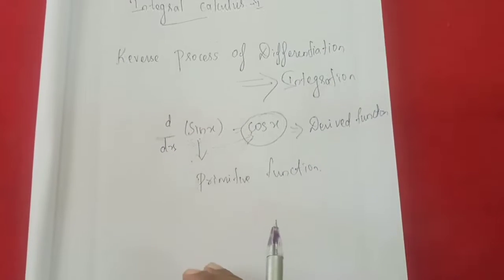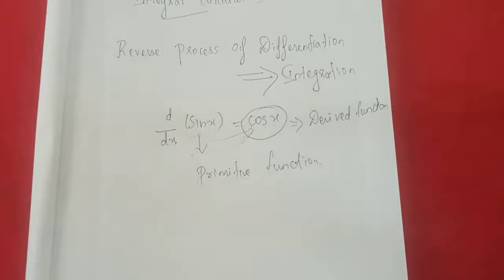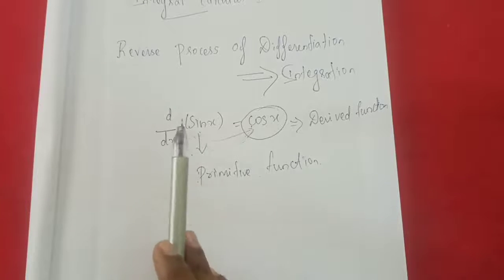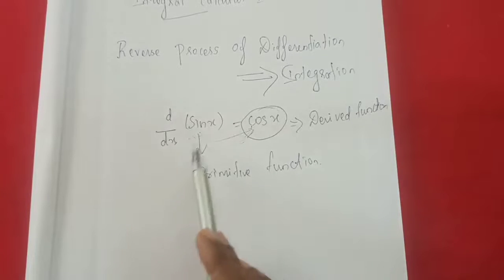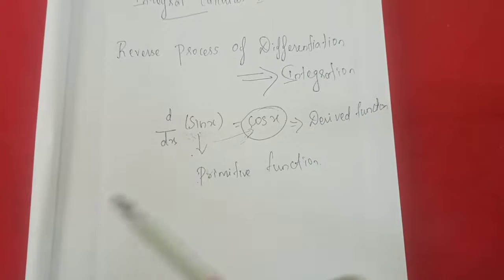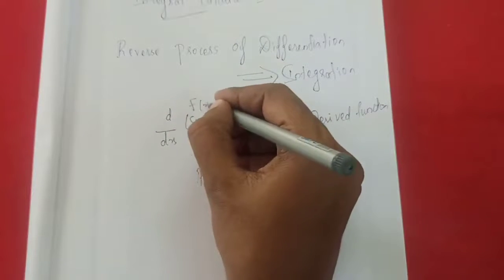Now, a function F of x is said to be the primitive function of the derived function f of x if d by dx of F of x is equal to f of x. That means the capital F of x is said to be the primitive function.